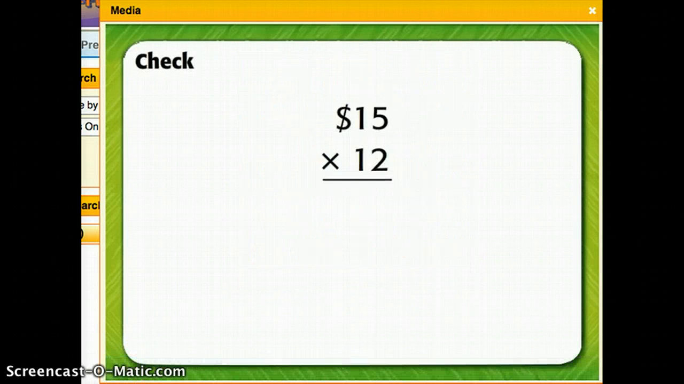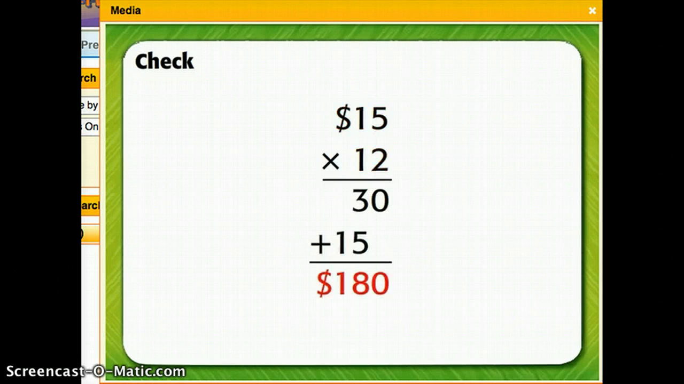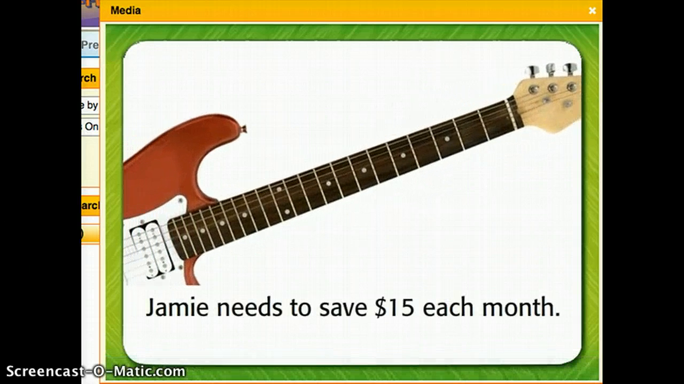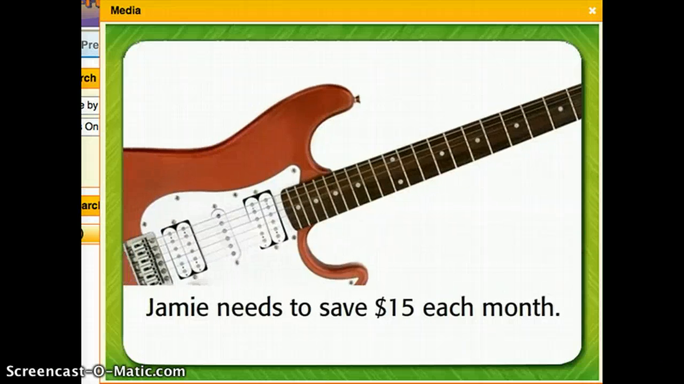Let's check our answer using multiplication. $15 times 12 equals $180. Our answer is correct. To buy the guitar in 12 months, Jamie needs to save $15 each month.